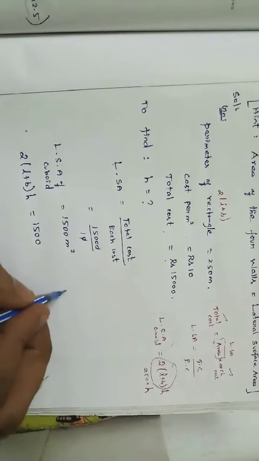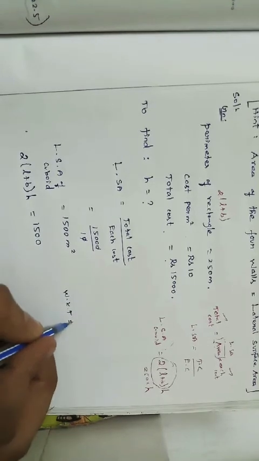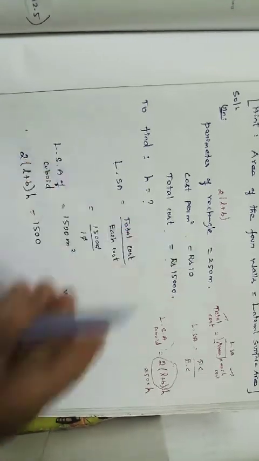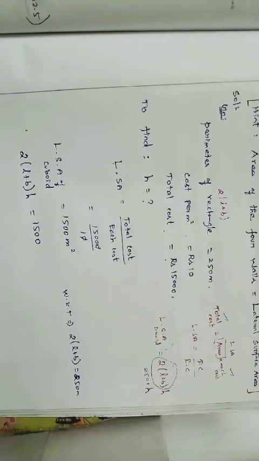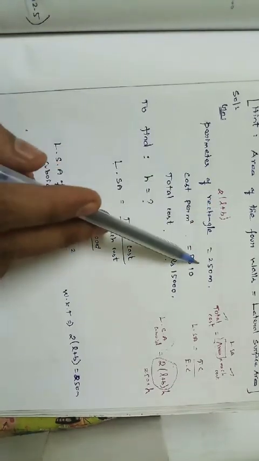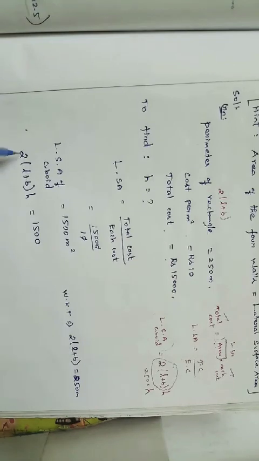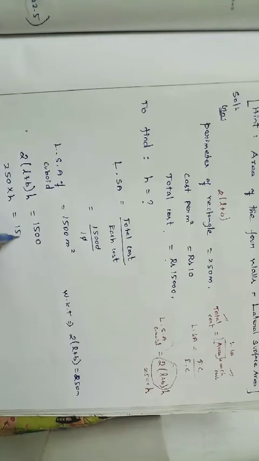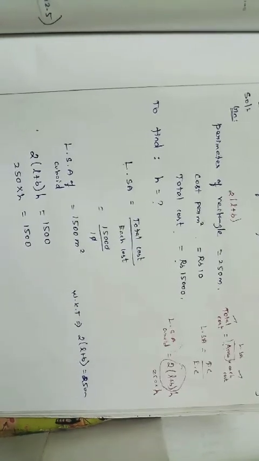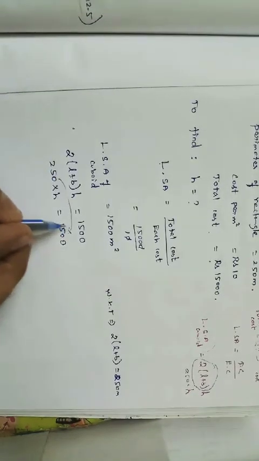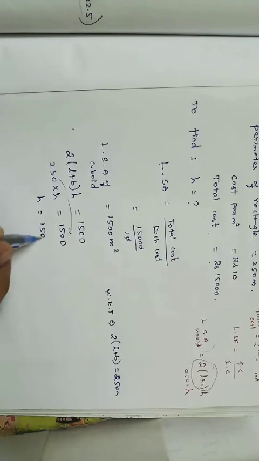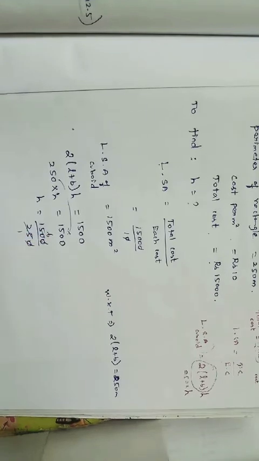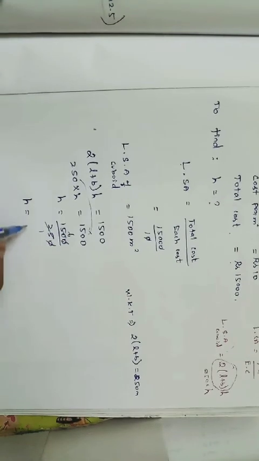Already we know that the perimeter of the rectangle, that is 2 into (L plus B), is equal to 250 meter. So let's substitute 250 meter instead of 2 into (L plus B). So 250 into H is equal to 1500. Taking 250 to the RHS, multiply will become divide. H is equal to 1500 divided by 250. Zero, zero cancel. 1 times, 6 times. Therefore, H is equal to 6 meter.